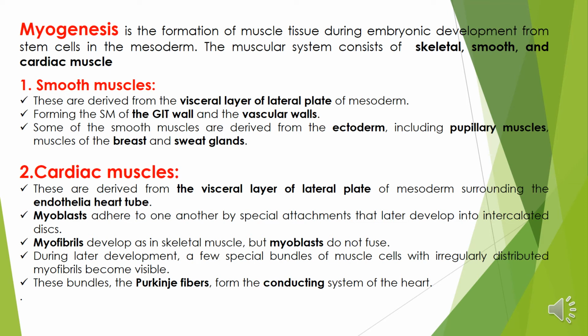The lateral plate, divided by the intra-embryonic cavity, forms two layers: somatic and visceral layers. Smooth muscles are derived from the visceral layer of the lateral plate, forming the smooth muscles of the GIT wall and the vascular wall of the GIT. Some of the smooth muscles are derived from the ectoderm, including the pupillary muscles, muscles of the breast, and sweat glands.